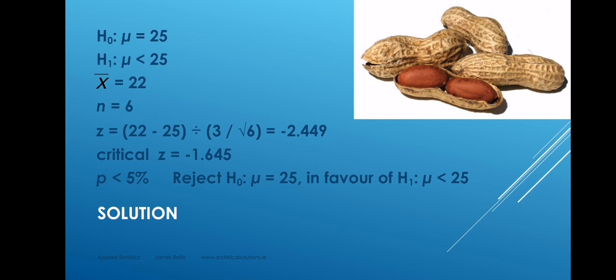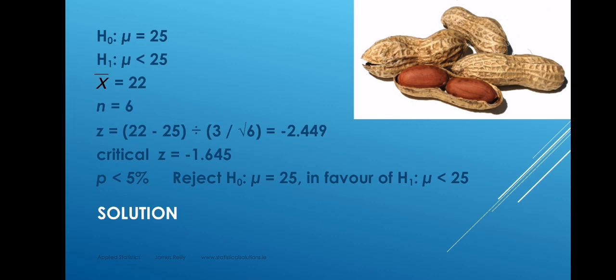x bar equals 22, that's the value we calculated from the sample. n equals 6. We substitute those values into Z and we get minus 2.449. So the sample mean is 2.449 times lower than what we would expect it to be based on the standard error. So the question is, is that in the lower 5% tail? The critical value from the tables, which I'll show you in just a moment, is minus 1.645. And so our calculated value of Z, minus 2.449, is more extreme than this. So it is in the lower 5% tail.